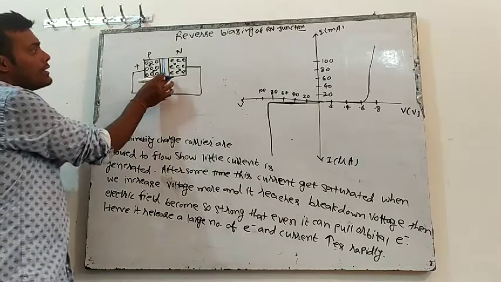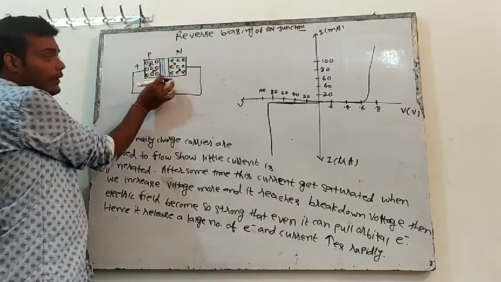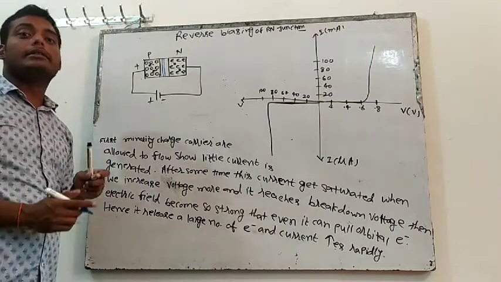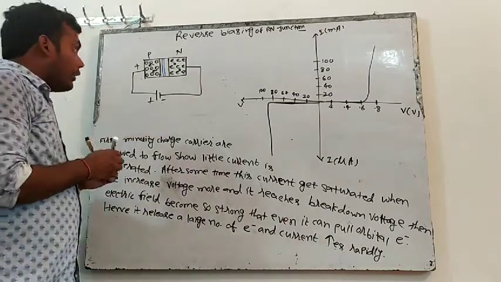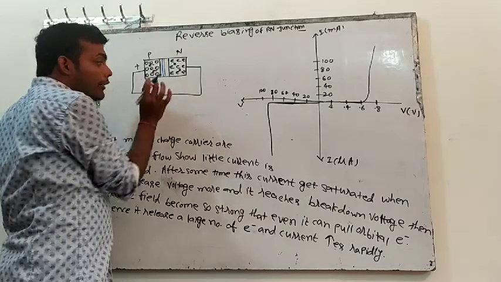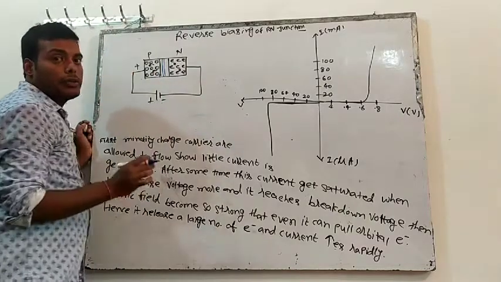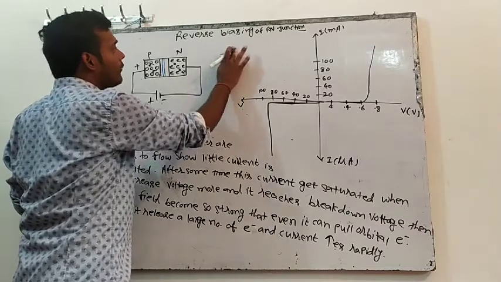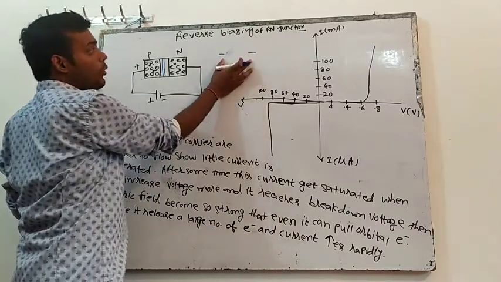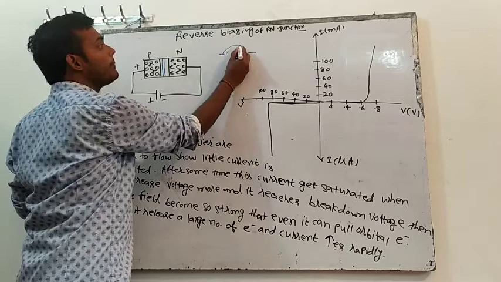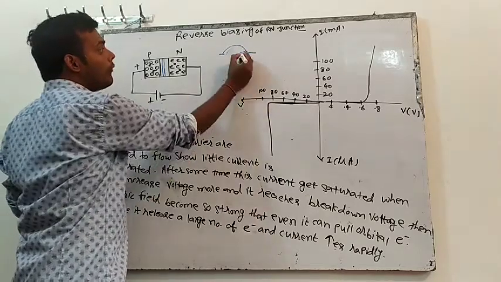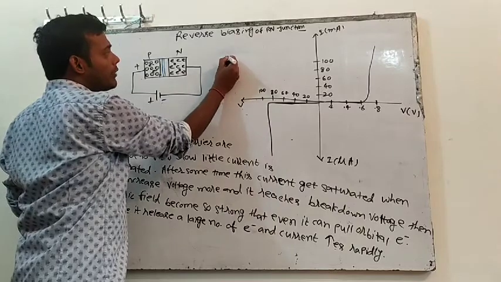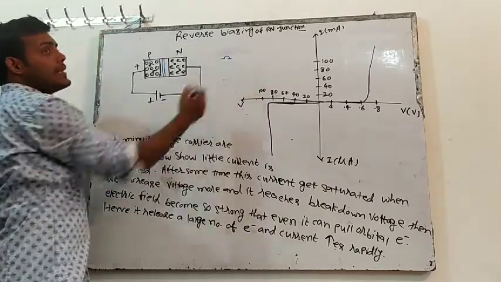So the depletion region width will decrease, and that means the potential barrier will also decrease. That means this distance will be less. Initially the distance and width were more, so it was difficult to jump. Now this distance will become less, so electron and hole can easily jump.